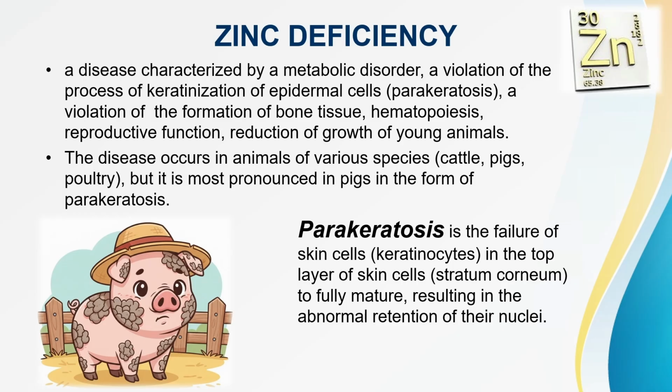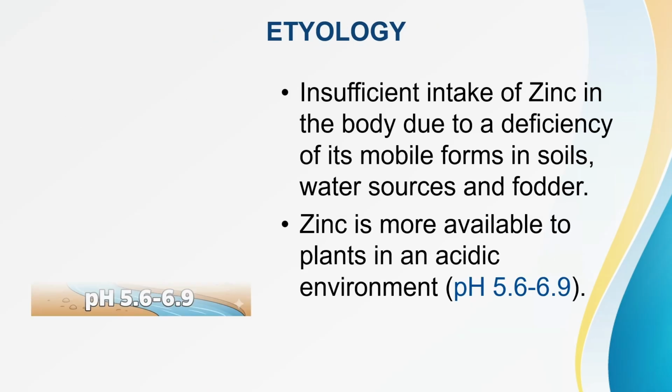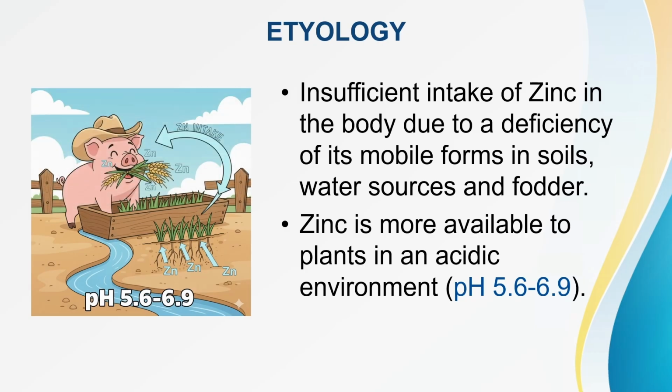Parakeratosis is the failure of skin cells, keratinocytes, in the top layer of skin cells, stratum corneum, to fully mature, resulting in the abnormal retention of their nuclei. The etiology of the disease is insufficient intake of zinc in the body due to a deficiency of its mobile forms in soils, water sources, and fodder.